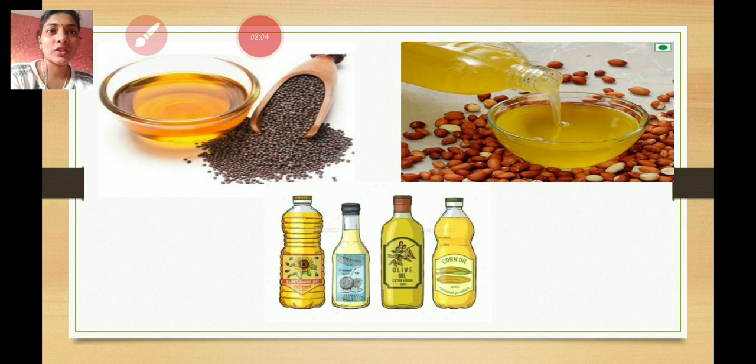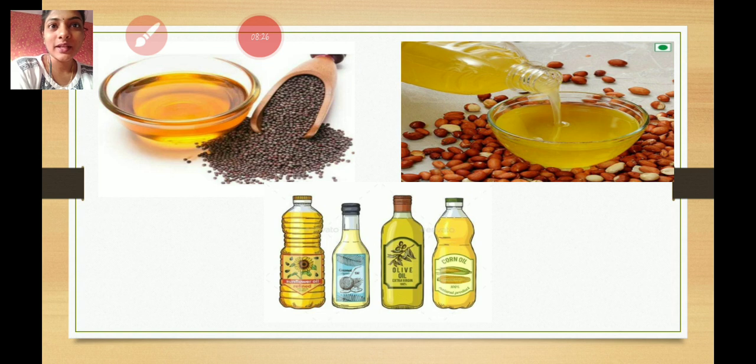Now, these are some pictures. The first one is mustard oil. Mustard means rye. You can ask your mother to show you what mustard is. The second is groundnut oil. You know peanut? This is groundnut oil. Now, see here: sunflower oil, coconut oil, olive oil, corn oil. These are all different types of oil which we use for cooking.